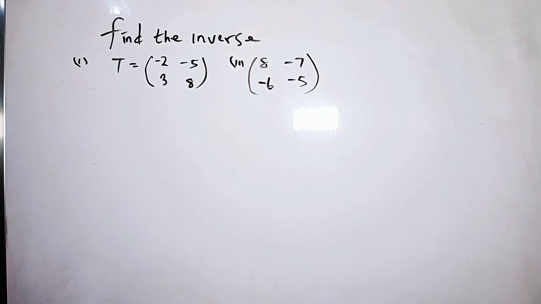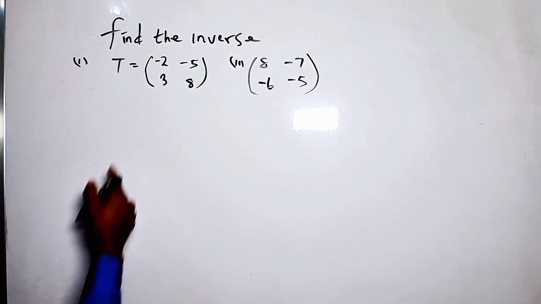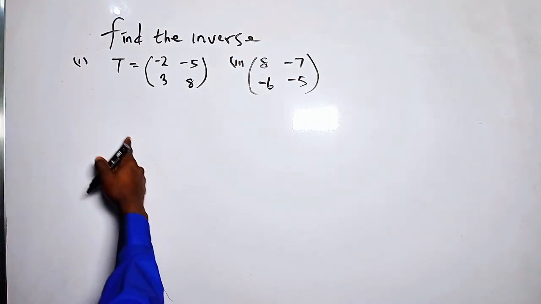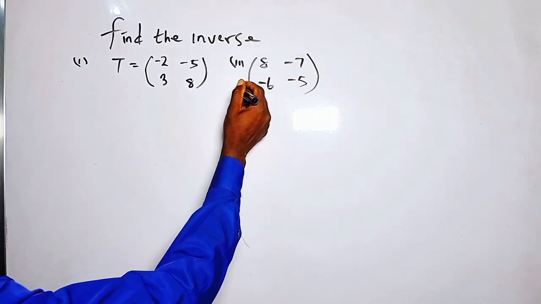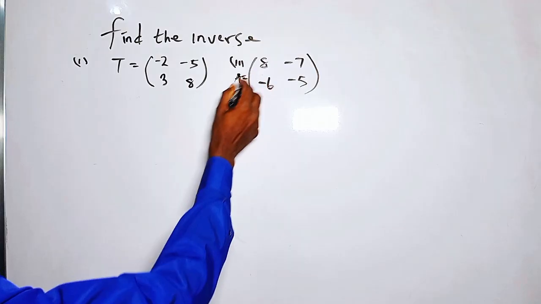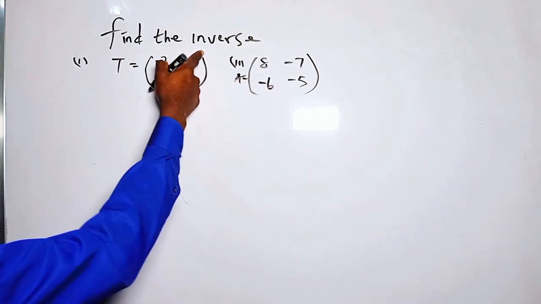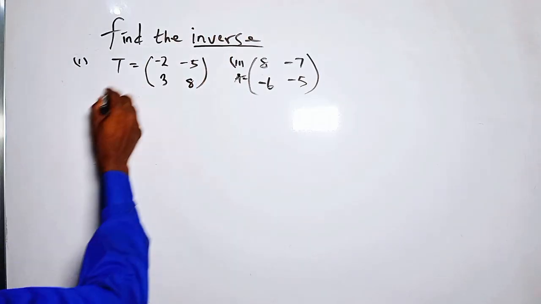The question says find the inverse of this matrix. So we have two given set of matrices. Okay, matrix T. So let us call this matrix A. So how do we determine the inverse of this matrix? Solution.